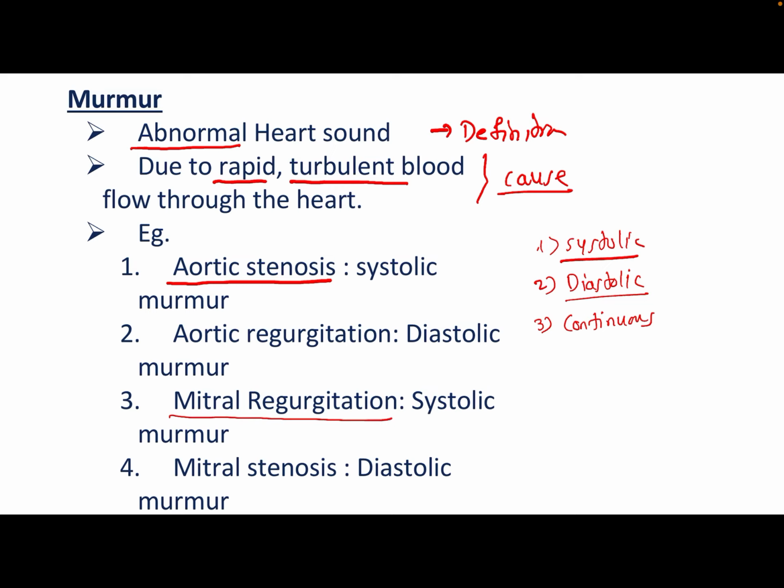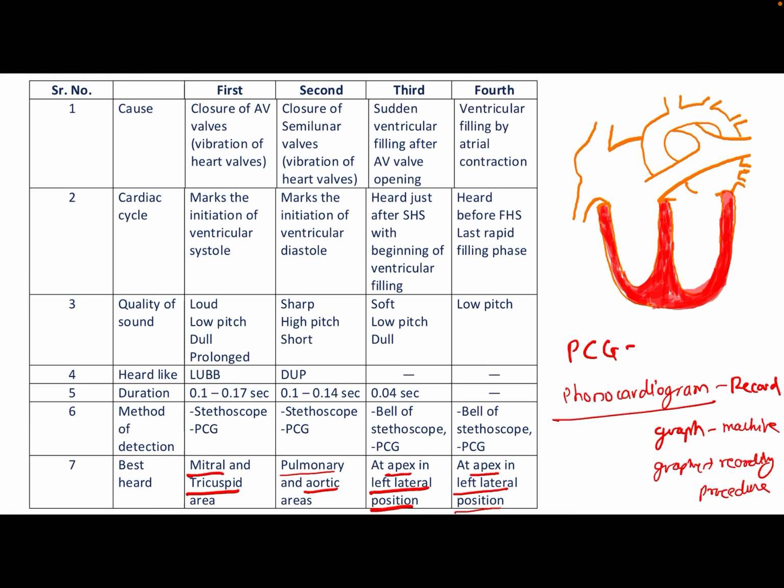And diastolic murmur you will hear during aortic regurgitation and mitral stenosis. So these are the examples where you will get murmur, and these are the types: systolic during aortic stenosis and mitral regurgitation; diastolic during aortic regurgitation and mitral stenosis. Okay, so this is all about the heart sounds.